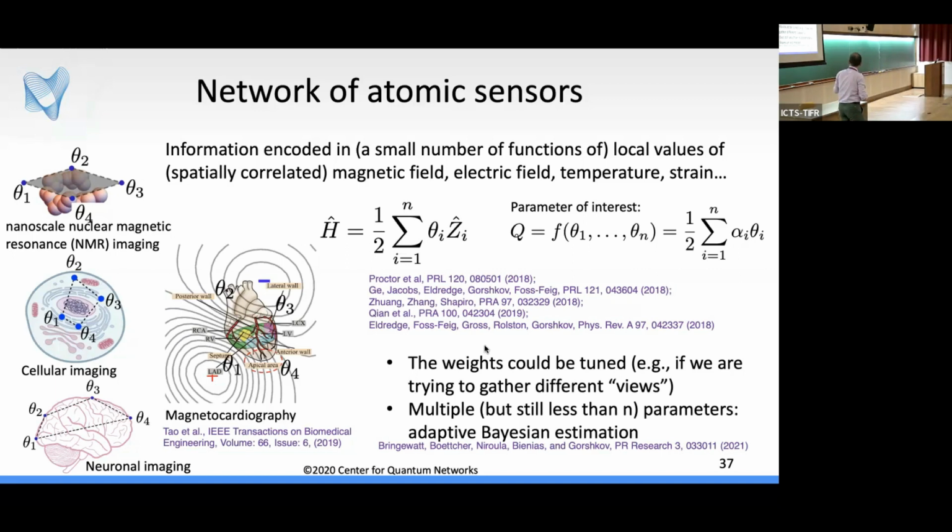But if there are multiple parameters, then there are interesting techniques in Bayesian estimation theory where you can even evolve the probe state as you are looking at these parameters from one trial to the next and so forth. I'm not going to go into the details of this.